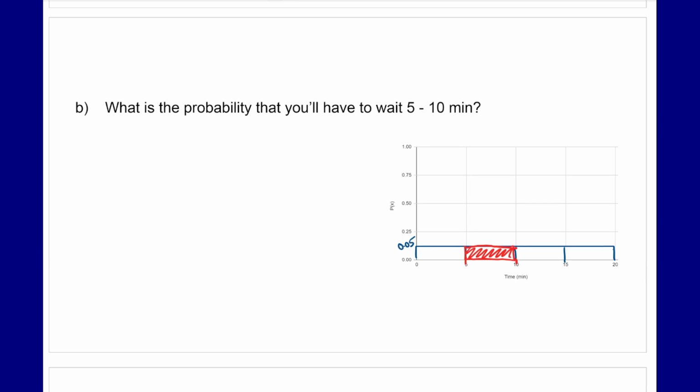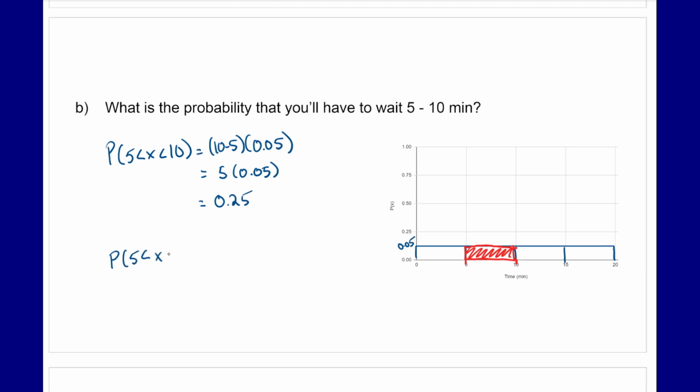Well, the probability of it being between 5 and 10 minutes is the area of that little rectangle that I've just colored in red. We have 10 minus 5 times the probability, which is 0.05. Again, we're finding the area underneath this graph, which is a rectangle. So 5 times 0.05 is 0.25. That means the probability of waiting between 5 and 10 minutes is 0.25, or 25%. So there's a 25% chance you're waiting anywhere between 5 and 10 minutes.